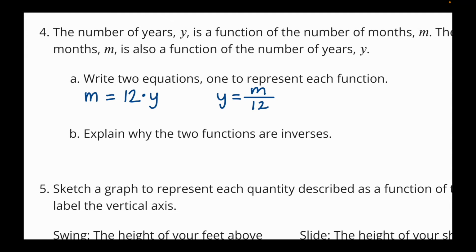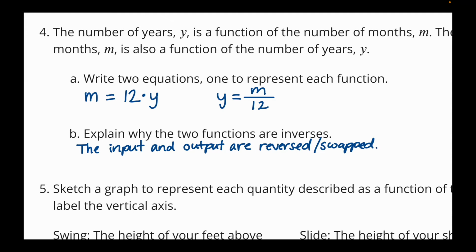Okay, so there I have one function for each, but I have 2 equations. So m is equal to 12y, and y is equal to m over 12. And so our next step, I guess, is to explain why they are inverses of each other. Well, first off, I would say the input and output are reversed or swapped. So one of the key things that we use to actually create an inverse function is just swapping which is our input and which is our output, and we do that by isolating the variable.